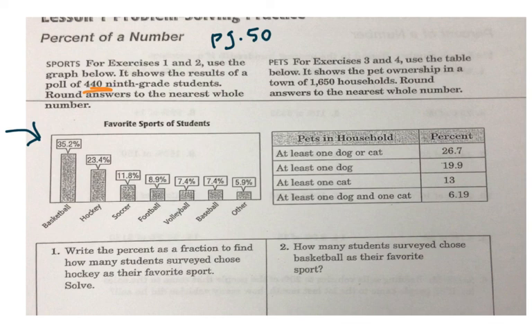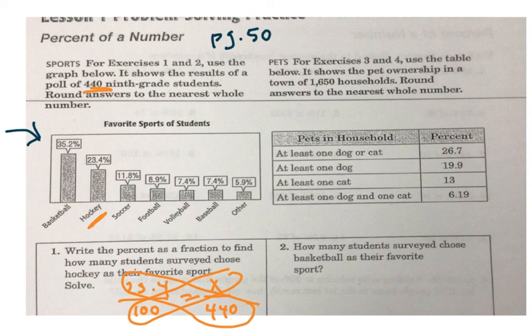I'm just going to show you how to set it up, and then you can cross multiply. Now remember, they're giving us a percent. So the people that like hockey the best is 23.4%. So 23.4 out of 100, because that's the percent, is equal to something. We don't know how many students out of a total of 440 students. Then we could cross multiply. I'm just going to show you how to set it up, not solve it. So 100x is going to equal 23.4 times 440. Then solve for x.